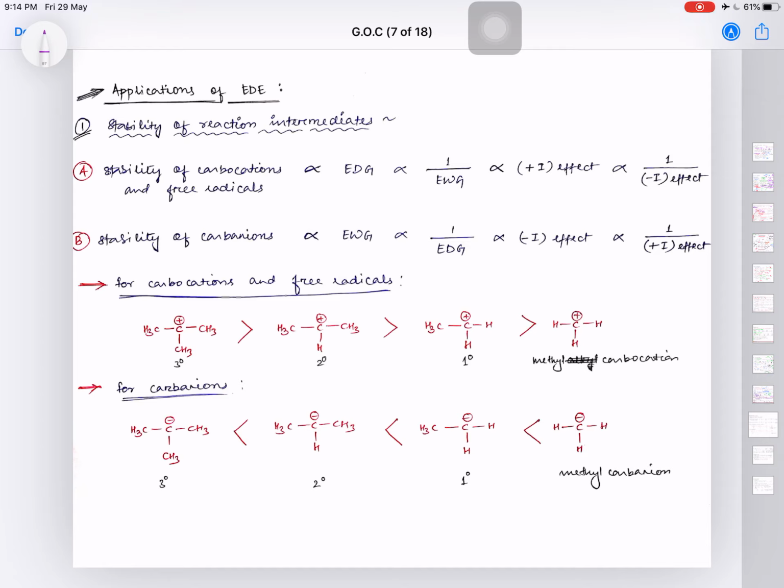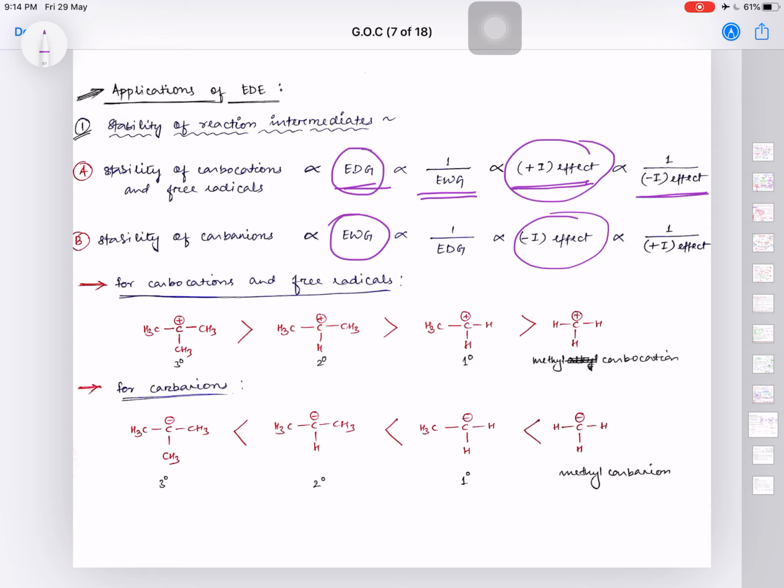We know that electron donating group means plus I effect. So if you have electron donating groups, or a plus I effect, then carbocations will be stabilized. Similarly, if you have electron withdrawing groups or a minus I effect, then carbanions will be stabilized. The opposite is also true. If you have electron withdrawing groups, or a minus I effect, it will destabilize carbocations and free radicals. If you have electron donating groups, it will destabilize carbanions.